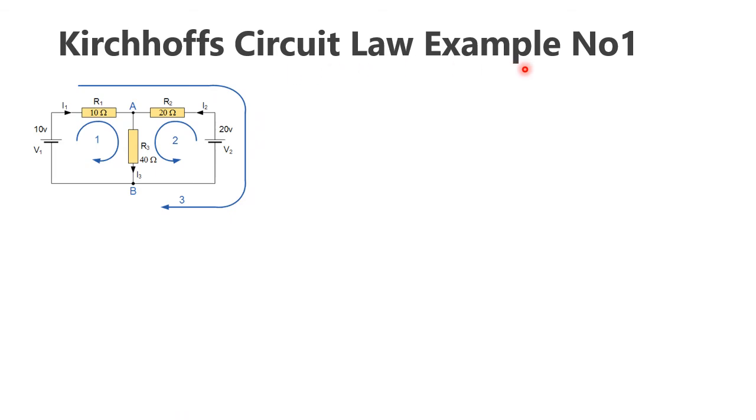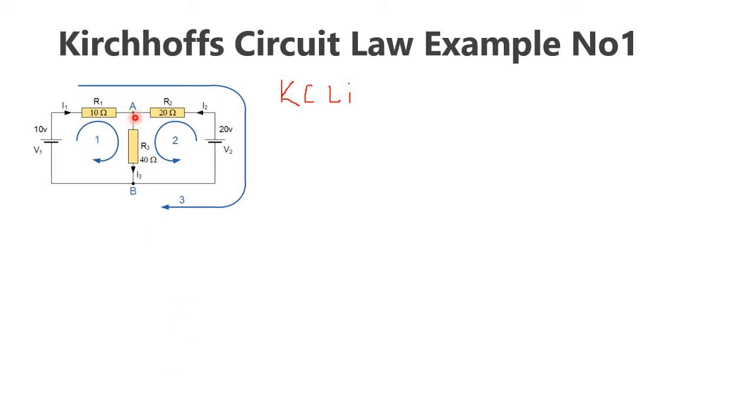Kirchhoff's circuit law, example number 1. So for this circuit we need to find out the currents I1, I2 and I3. The first initial step we need to do is take some equations. So first I am writing KCL. As I explained previously, to apply the KCL, the first thing we have to do is select a node.